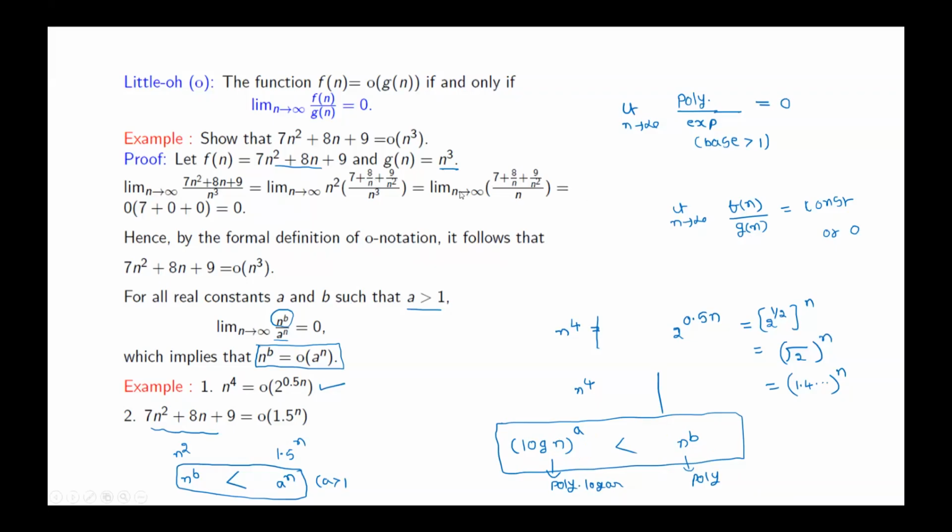Okay, similarly, we have another notation. What is the last notation? Big, small theta, small omega. Small omega, little omega. Please, this definition, everything you only have to tell.